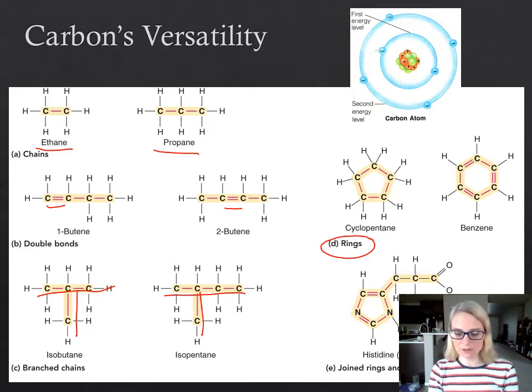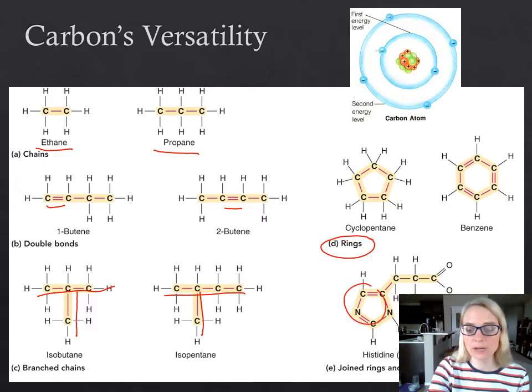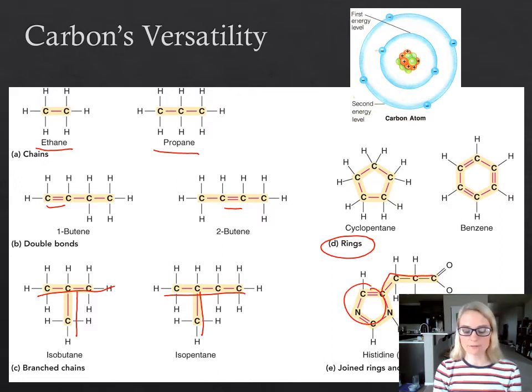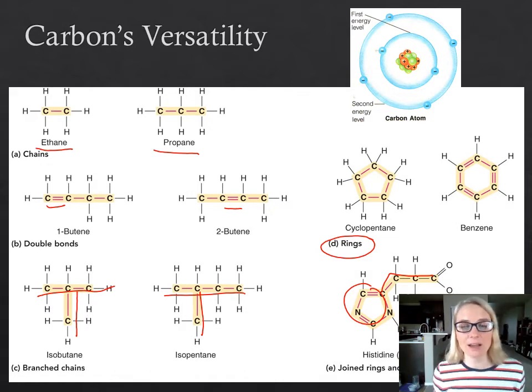And my head's kind of covering this one. You can see it in the book. But here we have a ring and a chain coming off of that particular molecule. So I want to say the sky's the limit for all of the variability that we can have with these carbon skeletons, these carbon backbones.